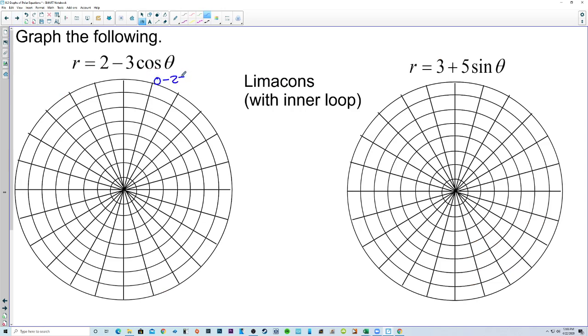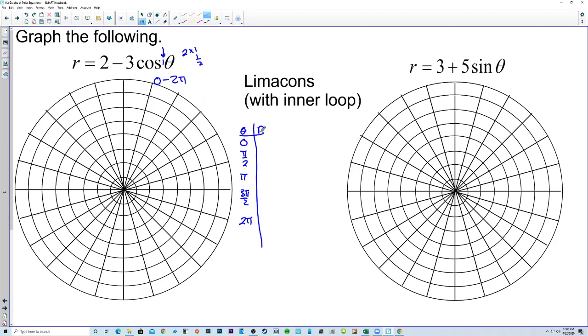We'll graph from 0 to 2 pi. Let's start by looking at the coefficient right here. We're going to double that, 2 times 1, and count by 1/2, so we're counting by pi over 2's. We have theta and r. We go 0, pi over 2, so 1/2, 2 halves, 3 halves, 4 halves.